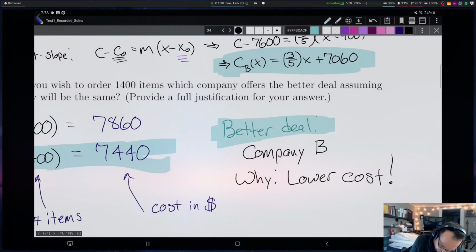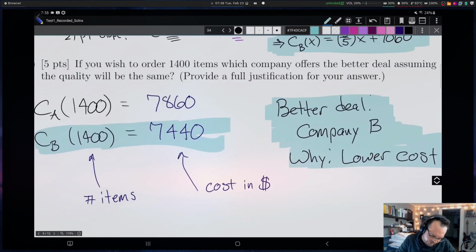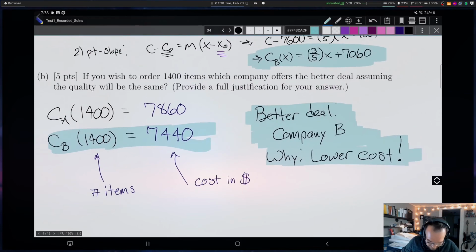And they asked in the question for some full justification of the answer, and that's all you really need to say. I've plugged this number into this formula, and I'm just interpreting the outputs. I'm interpreting that the outputs were the cost that each company would charge for this number of items. And the better deal is definitely the lower cost in this case.